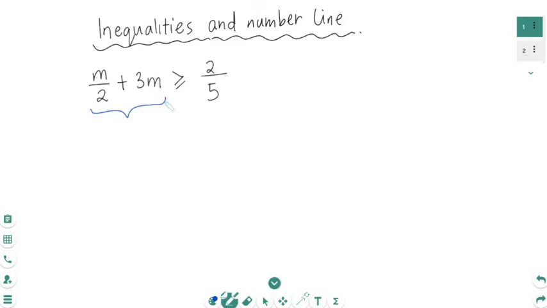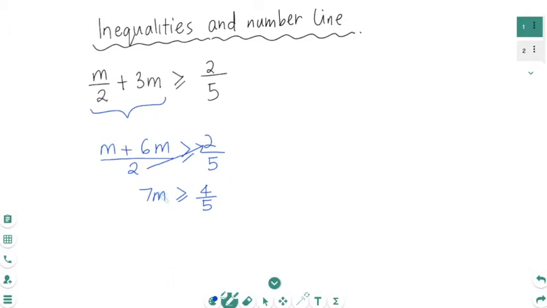This part, we're going to simplify it by putting a common denominator. If that's how you prefer to do it, there are other ways, but we'll just do this today. So we have m plus 6m greater than or equal to 2 over 5. We're going to just cross multiply over here. So we have 7m greater than or equal to 4 over 5.